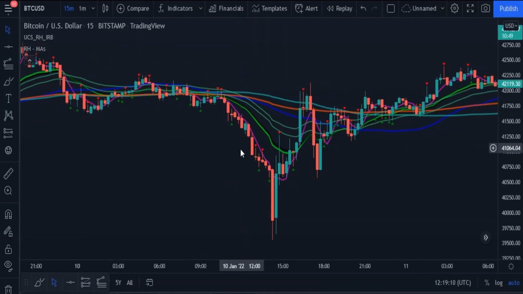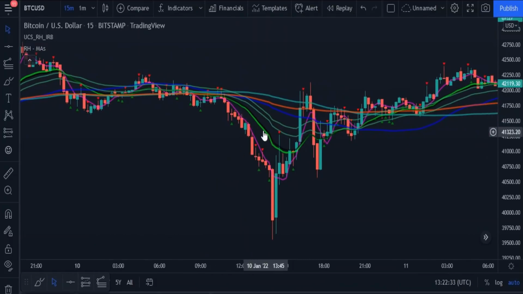But we have two other conditions that must be met. The first condition is that the green line and the purple line must be parallel and there is no other line between them. Because this condition will help you a lot in knowing that the trend is moving under a 45 angle.